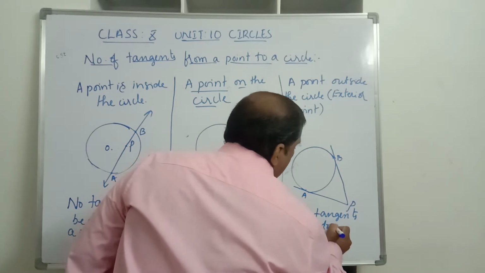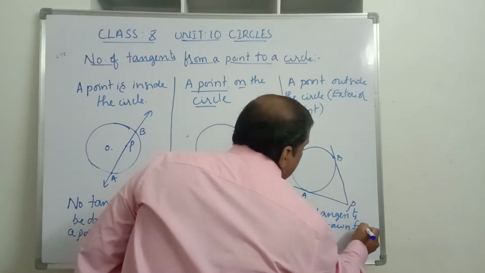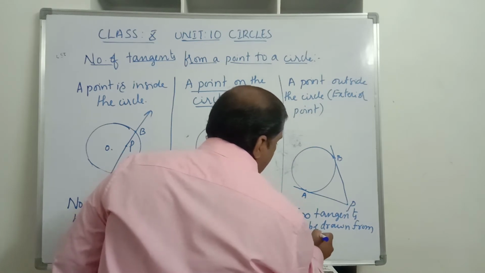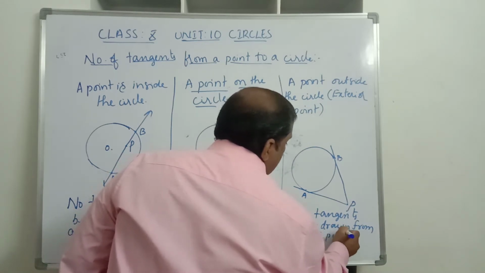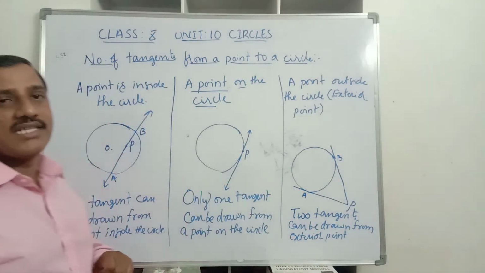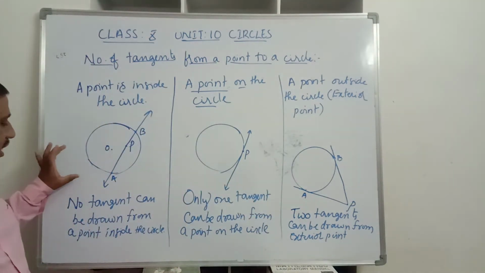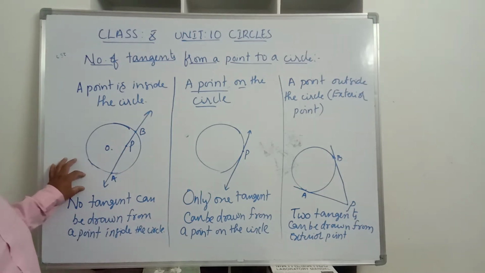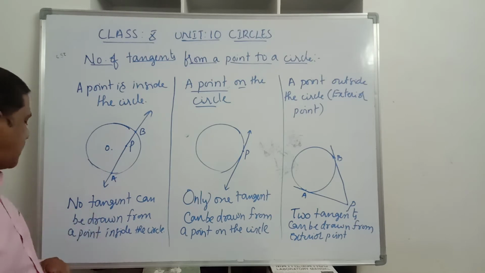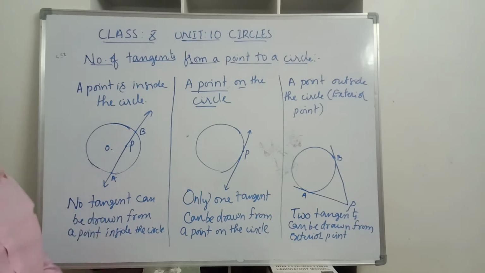2 tangents can be drawn from an external point, or exterior point. So how many tangents can we draw from an exterior point? It is 2 tangents. And how many tangents can we draw from an interior point, that is, inside the circle? No tangents can be drawn from a point inside the circle.